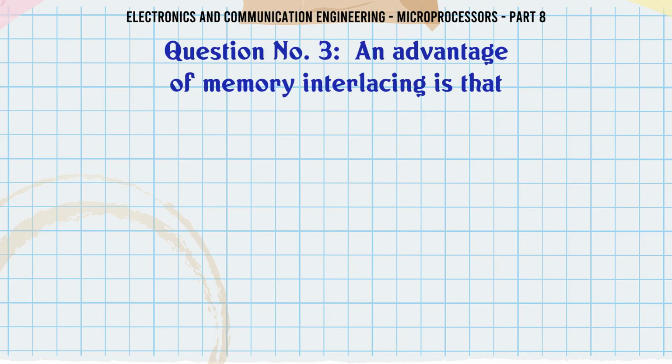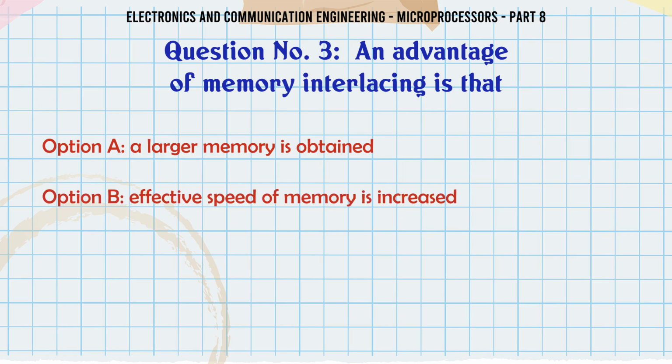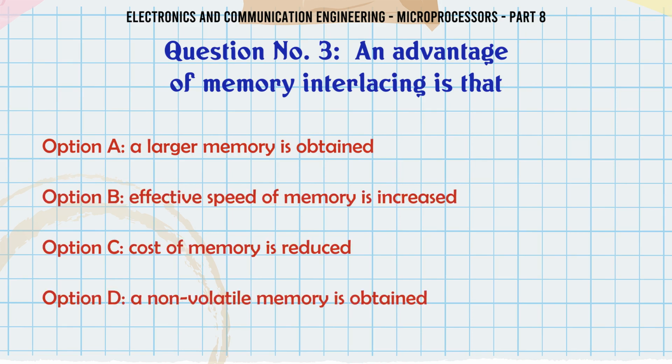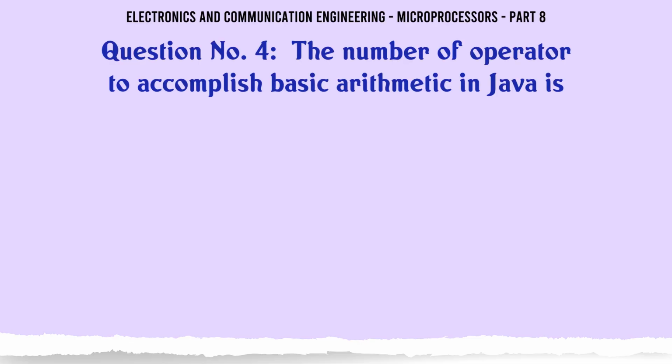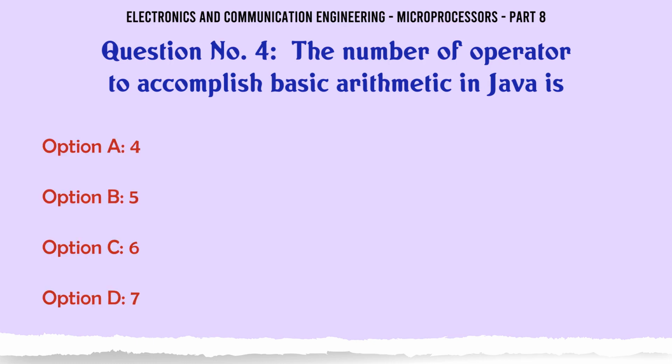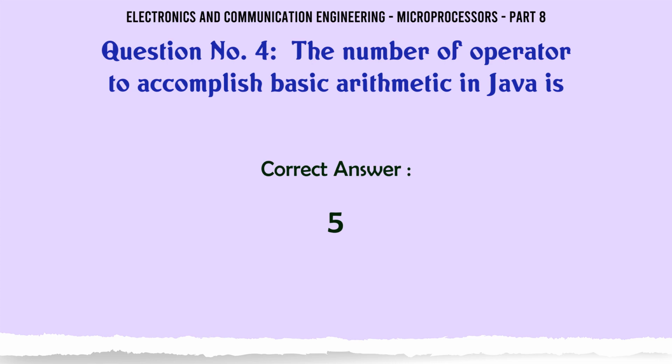An advantage of memory interlacing is that: A, larger memory is obtained; B, effective speed of memory is increased; C, cost of memory is reduced; D, a non-volatile memory is obtained. The correct answer is effective speed of memory is increased. The number of operators to accomplish basic arithmetic in Java is: A, 4; B, 5; C, 6; D, 7. The correct answer is 5.